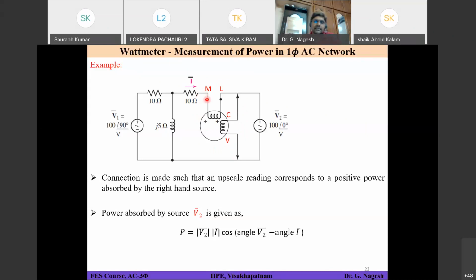Can anyone guess what could be the full form of this M? M stands for what? Or anything, M, L, C, and V. Can anyone guess? At least V you should be able to guess.